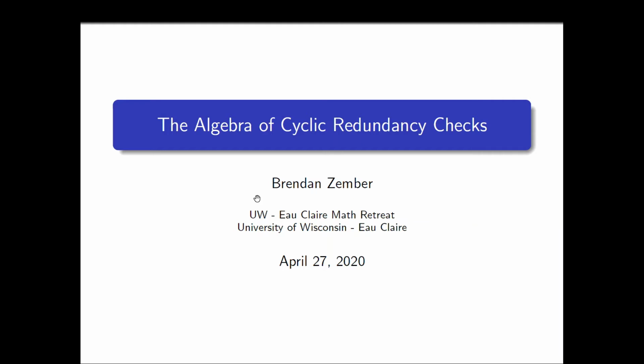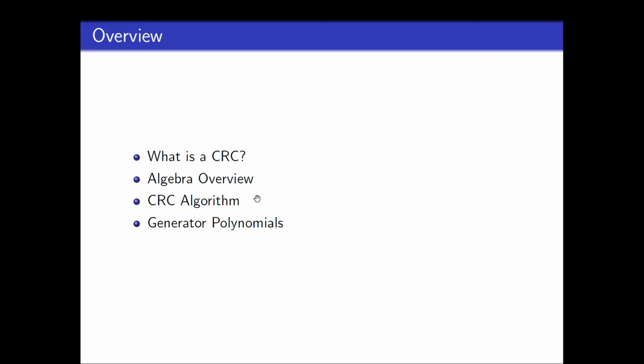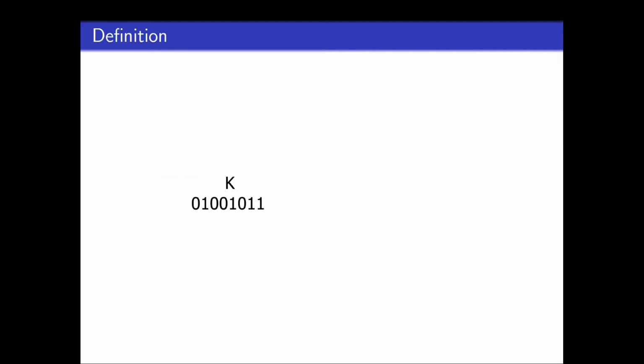My name is Brendan Zember, and I'm a fourth-year computer science and math major here at Eau Claire, and today I'll be talking about cyclic redundancy checks. To start out with, I'll be giving an overview of what a CRC, or cyclic redundancy check, is, and then I'll be going into some of the math that drives the process before moving into describing fully what the algorithm is itself. To wrap it up, I'll be talking about generator polynomials, which you'll be understanding more about very shortly.